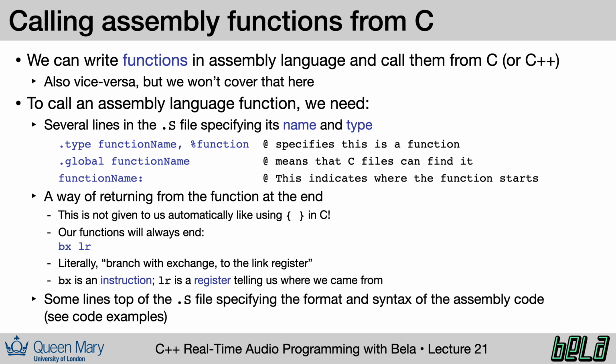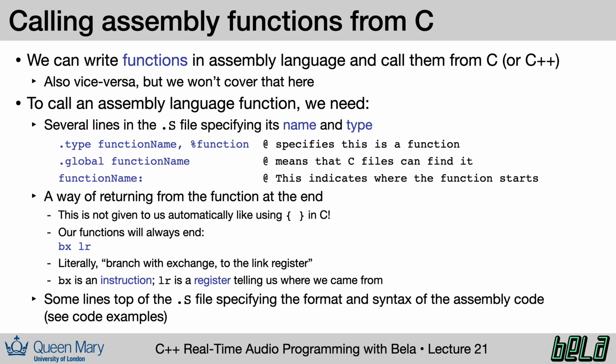The tricky bit of that project was not the single add instruction, it was how to get data back and forth between C++ and assembly language. We need a few things to call an assembly language function from C or C++. First of all, we need a few lines in the .s file. We saw some of those lines just now. There was one beginning .type, and there was one beginning .global. These 2 lines tell the assembler that there exists a function of this particular name which can be called. After those 2 lines, we need a label.